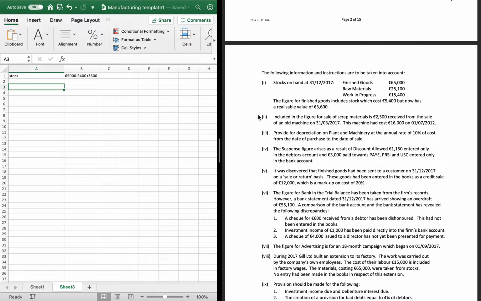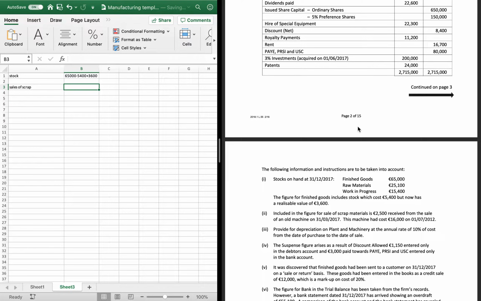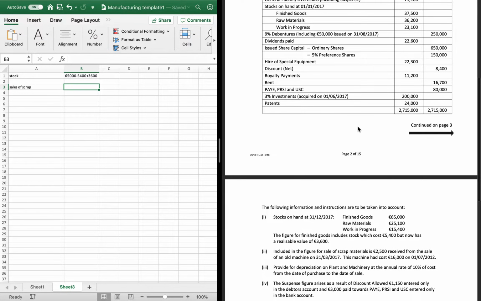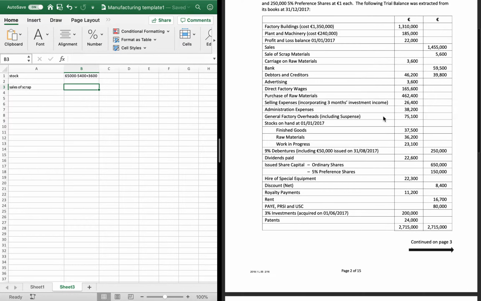Okay, so first of all, we'll take the sale of scrap material. That 2.5 should not be included in the sale of scrap material. You do your normal disposal of asset working, where you take it away from the asset, get rid of the depreciation, and work out the profit on the sale of the asset. So the 2.5 is not sale of scrap, so we remove it from sale of scrap. So we've got 5.6, and we're going to take away that 2.5.